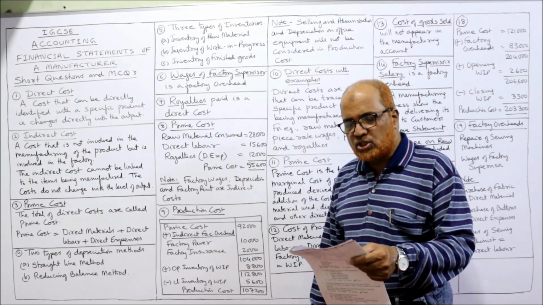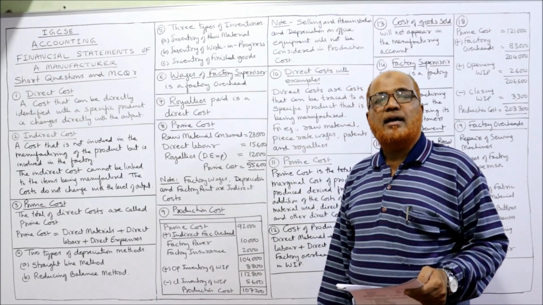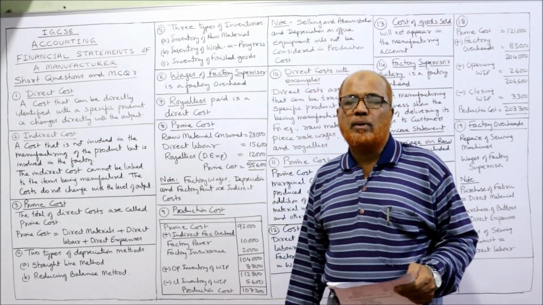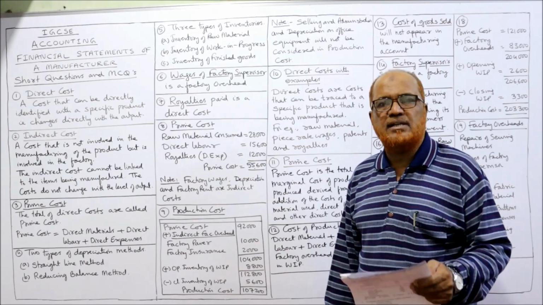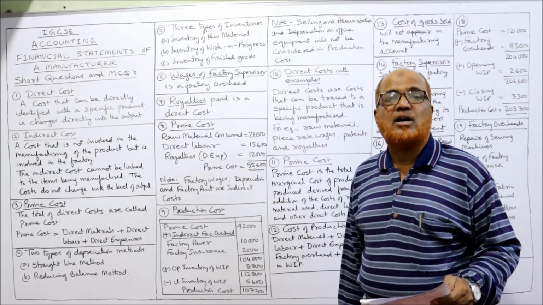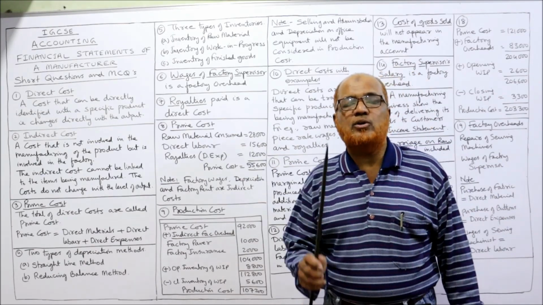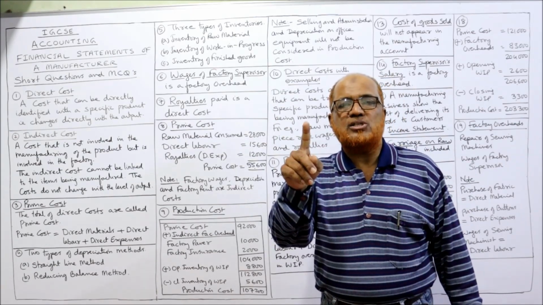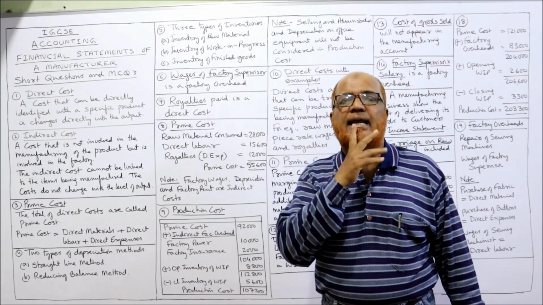Calculate the production cost using the following information. Again, a problematic problem we have to solve. Options are given A, B, C, D. But we have to calculate how much is the production cost. One point you remember: production cost consists of direct cost plus indirect cost.